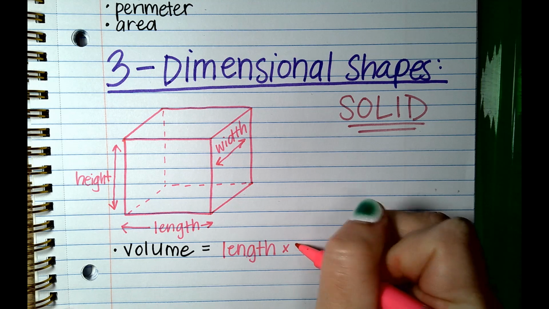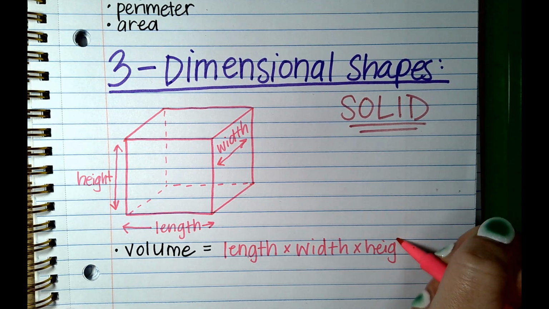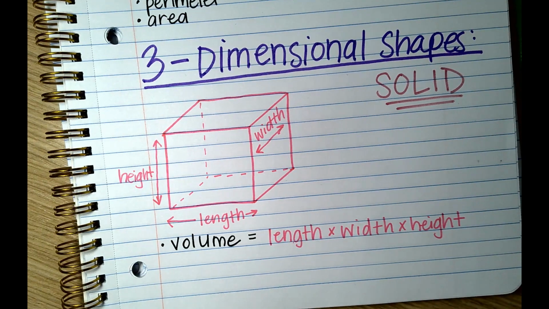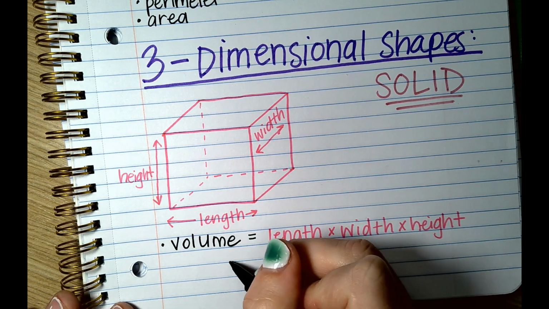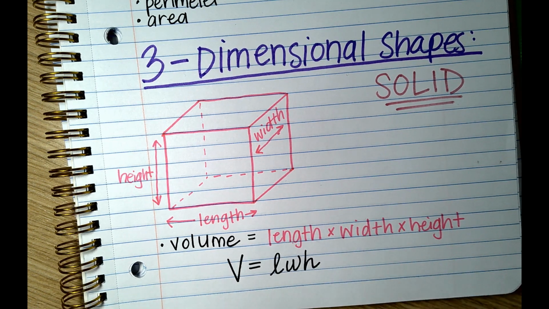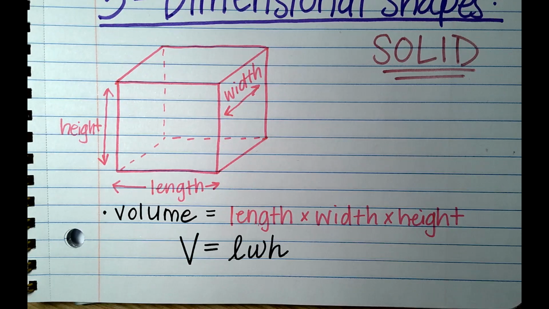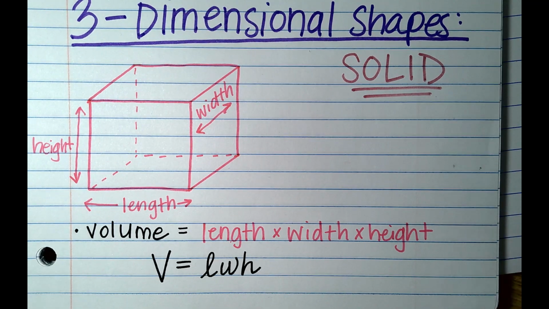Length times width times height. And so we can also write that as V equals LWH to abbreviate. Make that a little easier to see. Now you can make any 2D shape. When I say 2D, I'm abbreviating two-dimensional. You can make any 2D shape into a 3D shape just by extending it and creating width.